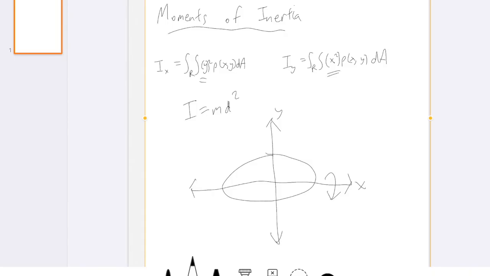And the same thing for I sub y. It's how hard it's going to be for this to spin around the y-axis. And of course, it's going to use x distance because x is the distance from the y-axis.